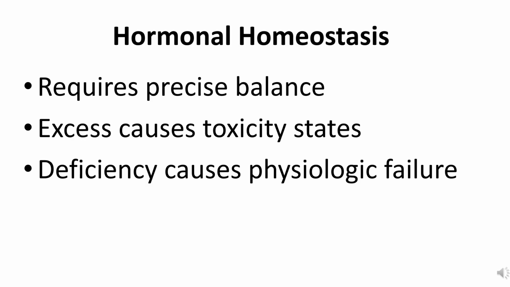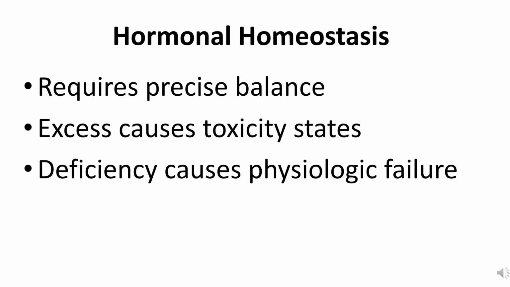The body relies on feedback systems to maintain balance. These systems constantly check hormone levels in the blood. If levels rise too high, hormone production slows down. If levels fall too low, the body signals glands to produce more. This process works like a thermostat controlling room temperature.